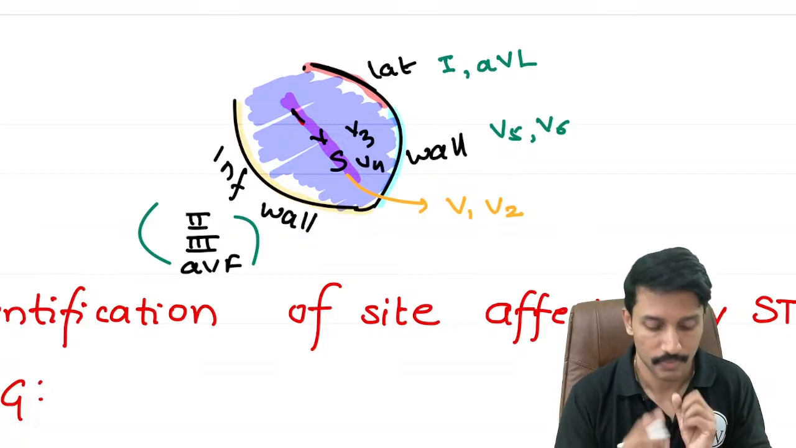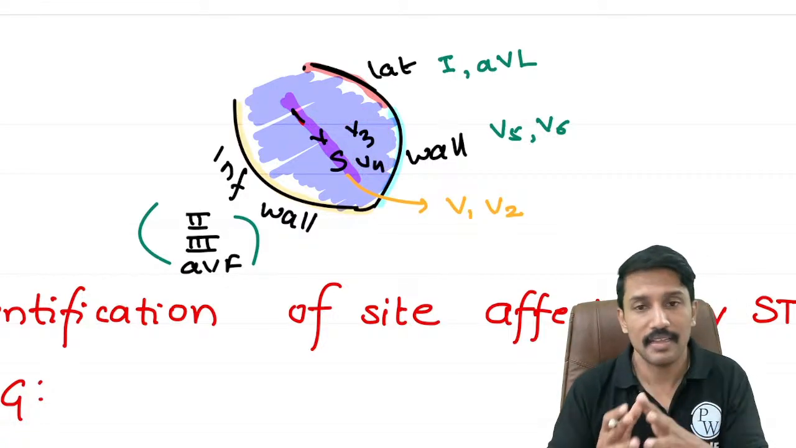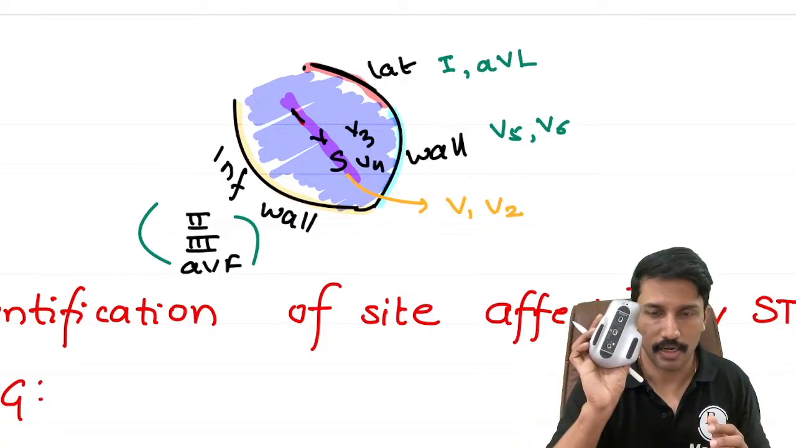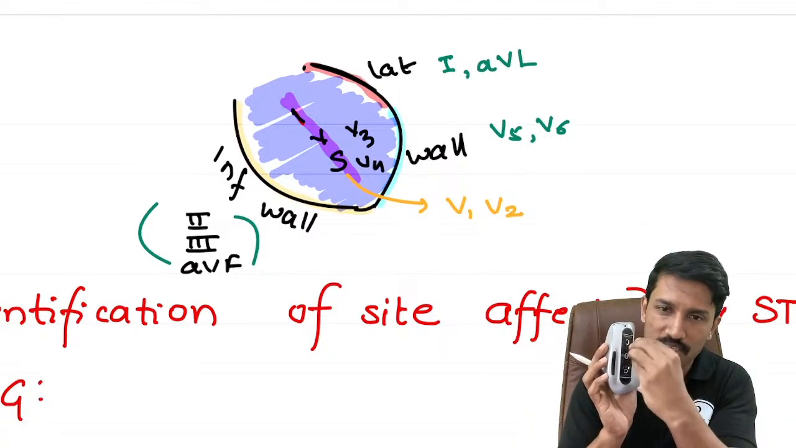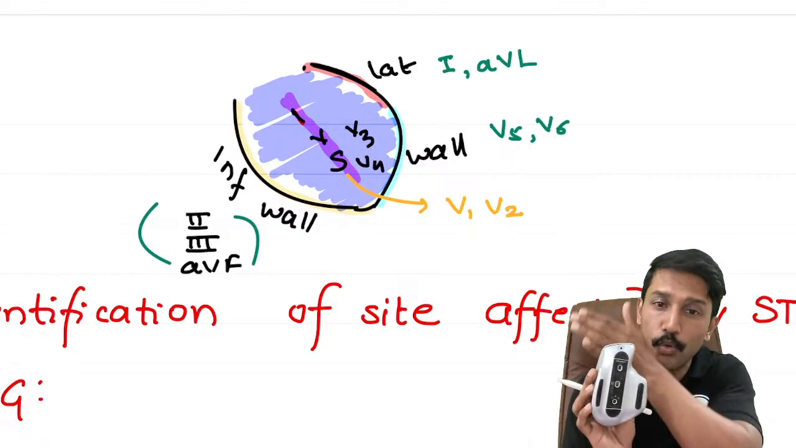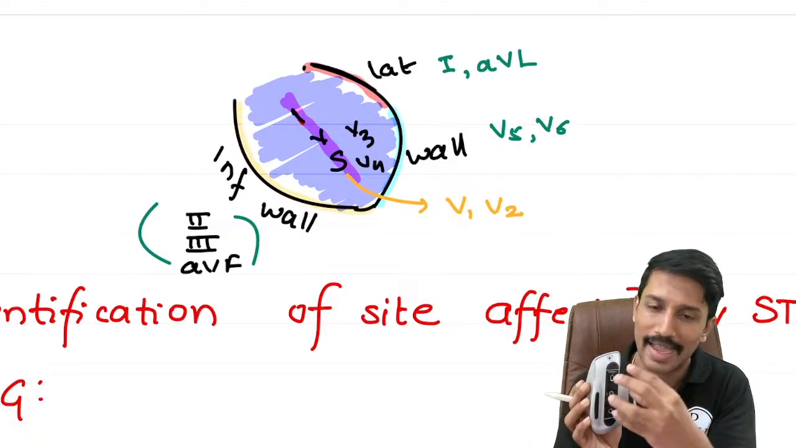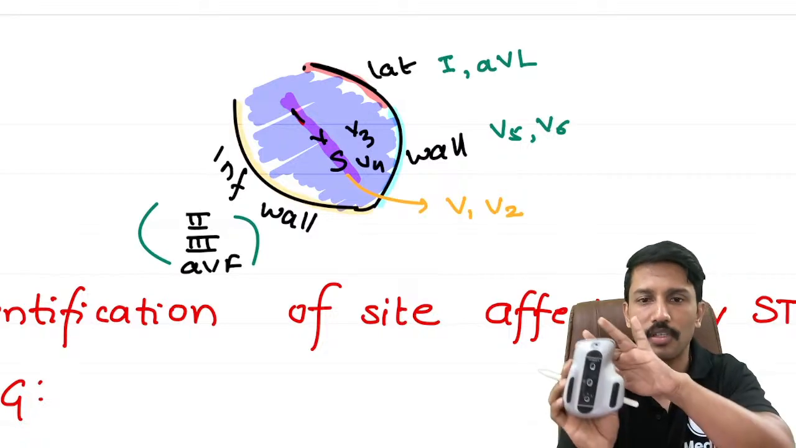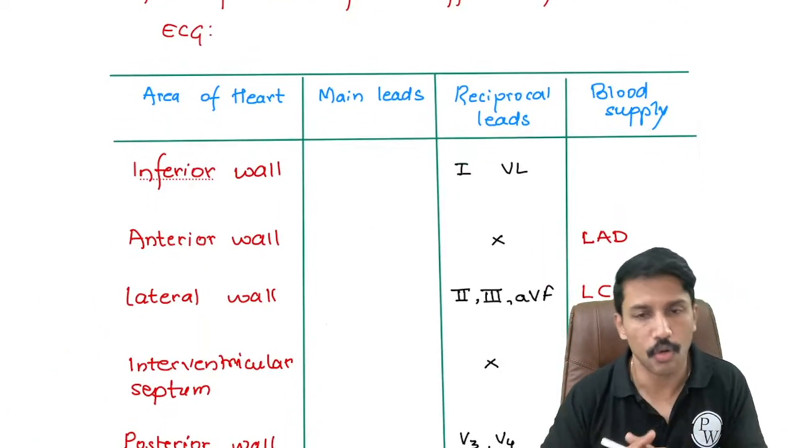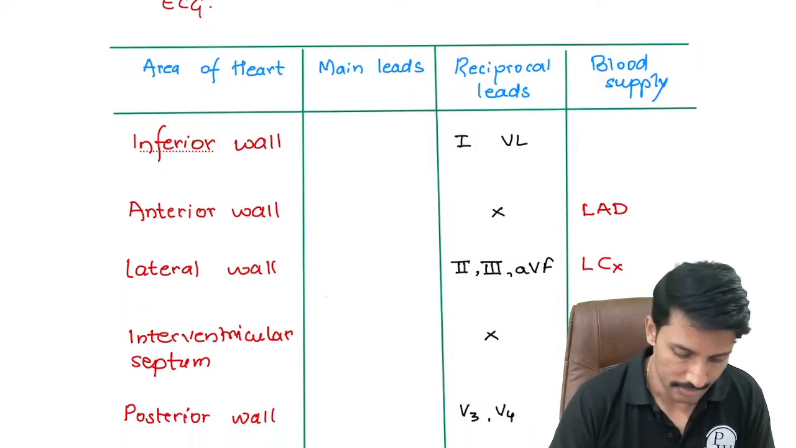Okay. But V3 and V4, the anterior leads, can act as the reciprocal leads for the posterior wall, right? Like if this is the heart, I have put V3, V4 to see at this, right? But the same leads are also indirectly seeing the posterior wall. So thus, anterior leads become reciprocal leads for the posterior wall. Okay. So we'll put all these numbers on a table so that we can relate it.